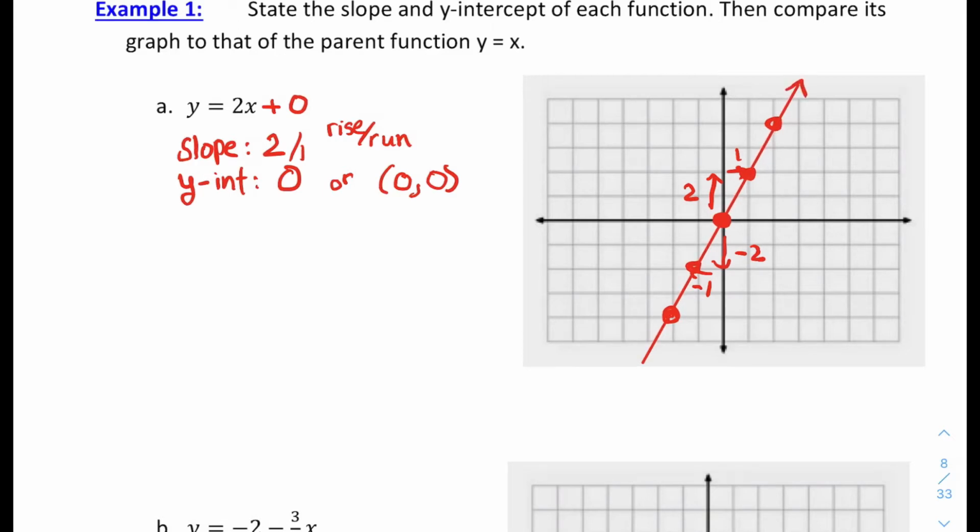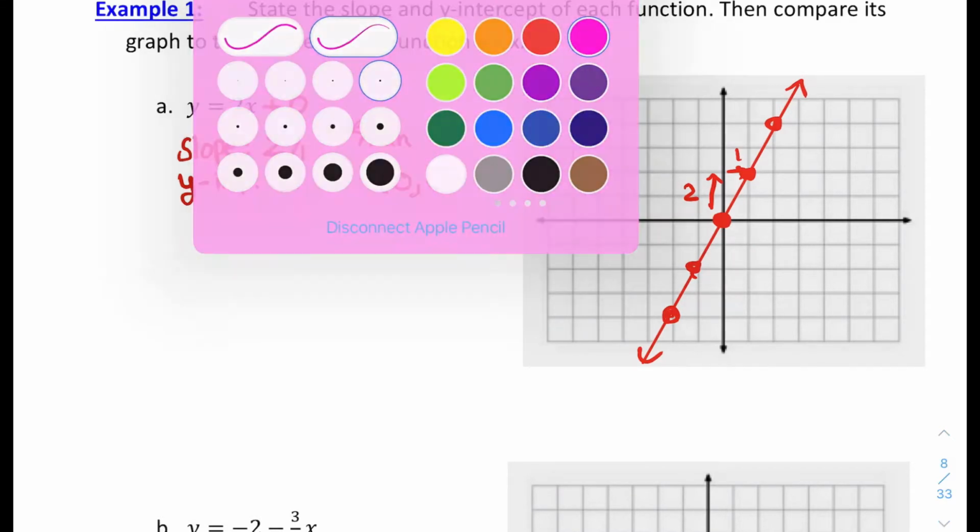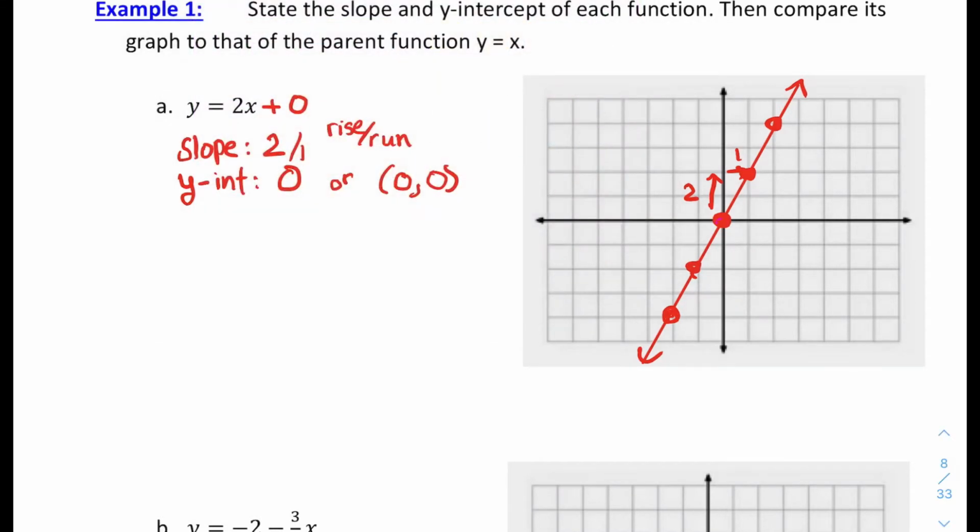And then draw in some more points following that same pattern, connect it. You should have arrows on both ends of your line because it does continue forever and ever. And now if I'm comparing that to my parent function, y equals x, I'm going to sketch it in pink here. So there are a variety of things we could say if we were going to compare those two.